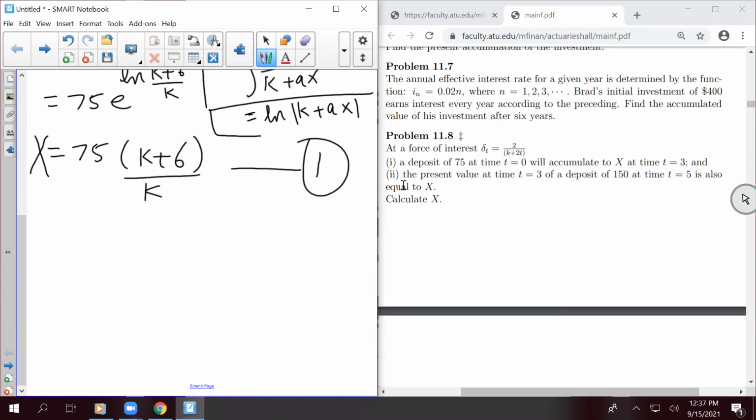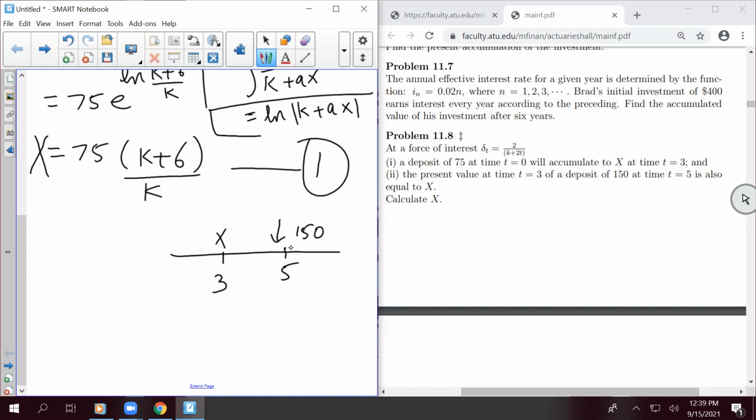And then now I use the second condition. The present value at time three of a deposit of 150 at time five is also x. So this is what's happening: the deposit of 150 will come at time five, and the present value of this at time three is x. So you can read it like this; either way, it's fine.